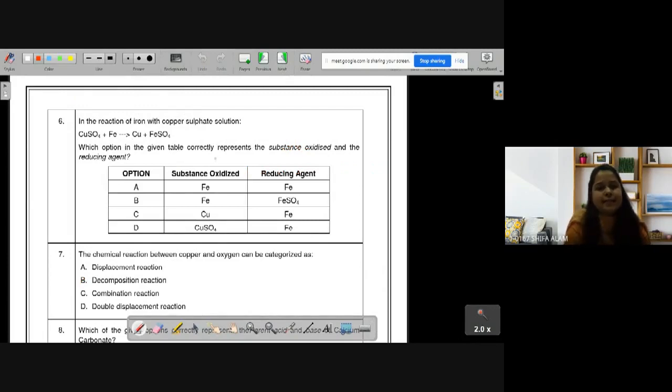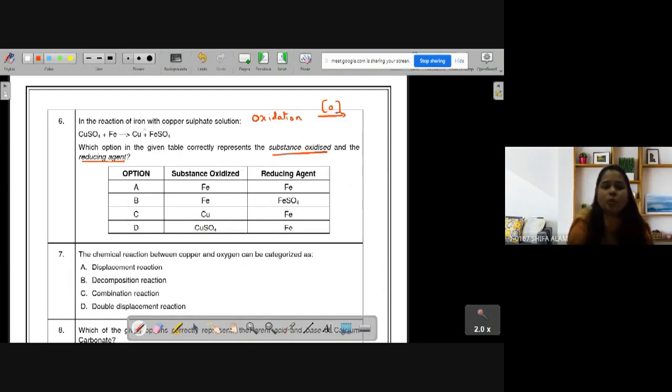Question number 6 says that there is a reaction between copper sulfate and iron. It undergoes a single displacement reaction to give me a reddish deposition of copper and ferrous sulfate. We have to identify the substance which is getting oxidized and the reducing agent. Okay, so what is oxidation? Oxidation is a process which involves the addition of oxygen.